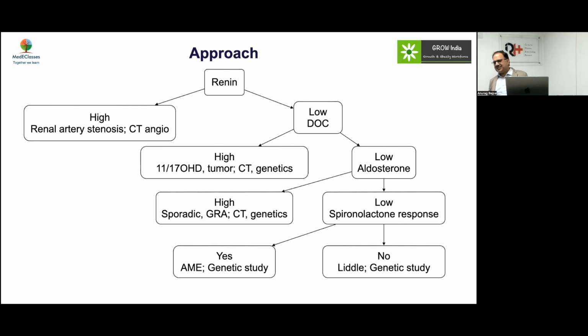If there is a XX DSD, think 11. If it's a XY DSD, think of a 17. If, however, these are not there and your LDO is high, look for an adrenal tumor. If your LDO is low, look for spironolactone response and you will get the diagnosis.